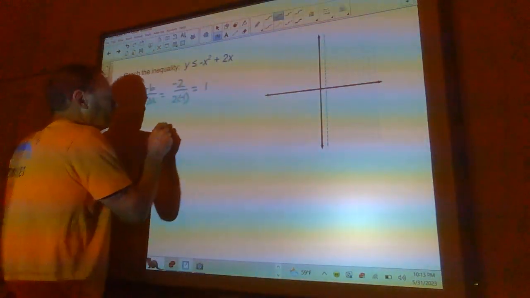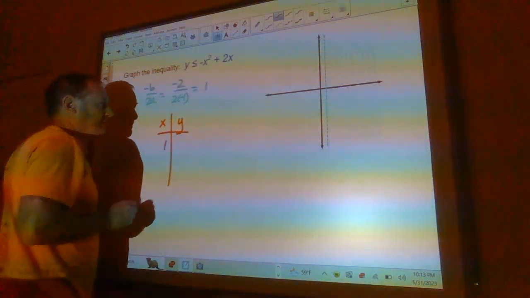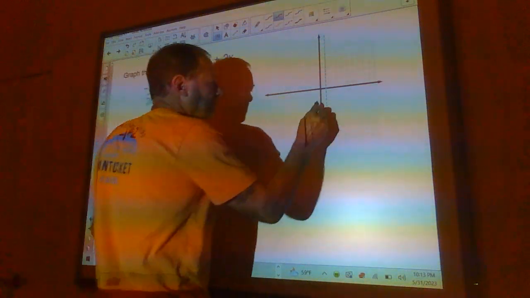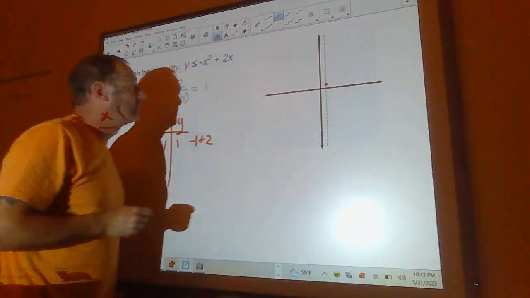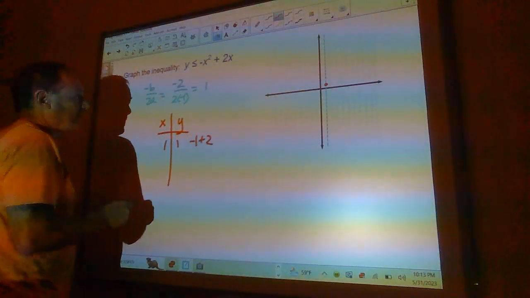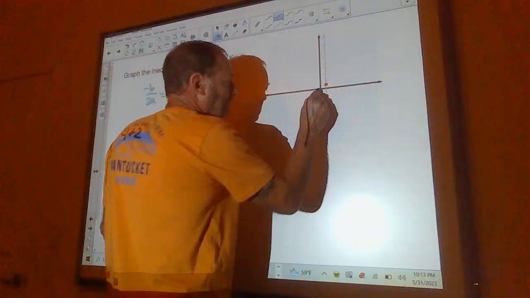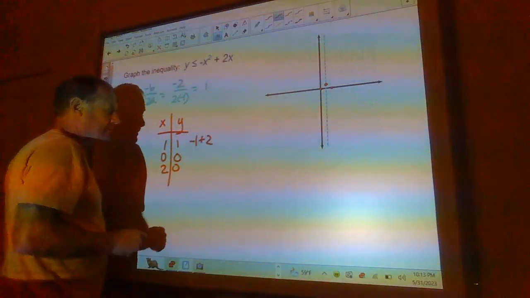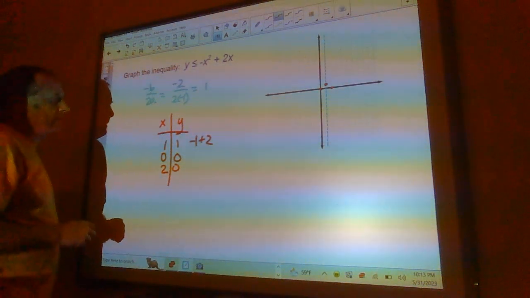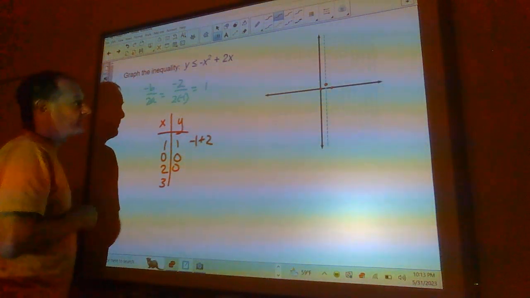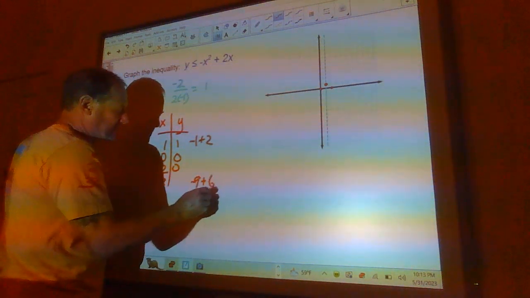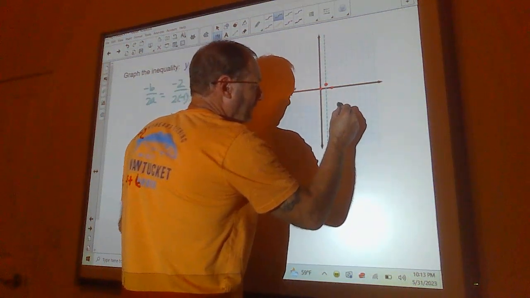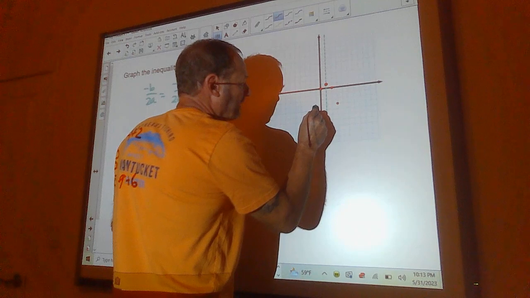Go ahead and make my table. First entry is going to be 1. So that's going to give me negative 1 plus 2, which is 1. Here's my vertex. Okay, if I plug in 0, I'm going to get 0, which means at 2, I'm also going to get 0. Okay, if I plug in 3, I'm going to get negative 9 plus 6, which is going to be negative 3. 1, 2, 3, right here. Means I'm going to get negative 3 at negative 1.